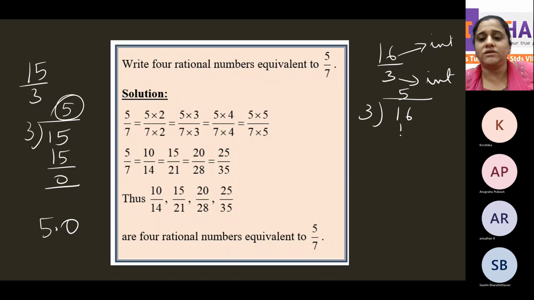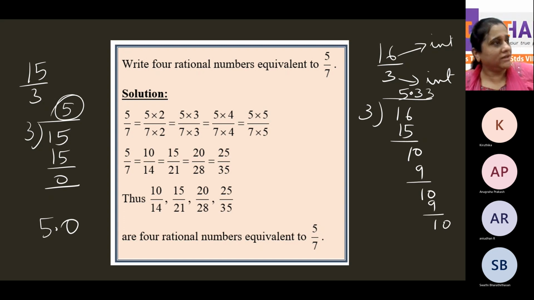3 5s are 15. 1 remains. Then keep a point, add a 0. 3 3s are 9. 1 remains, add a 0. 3 3s are 9. 1 remains, add a 0. Don't you think it goes on and on? Can you complete this division? Will this division come to an end with a 0 remainder? No, it goes on and on. And what's the remainder? 1. 1 is the remainder in every step.